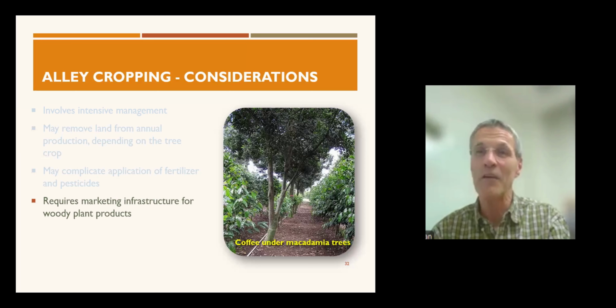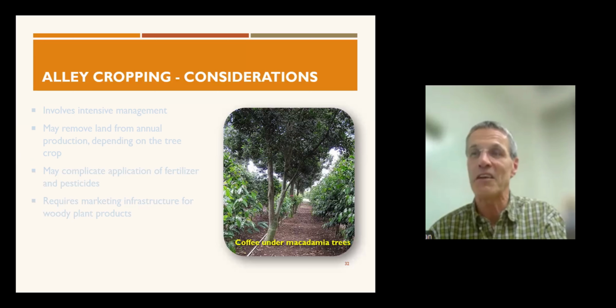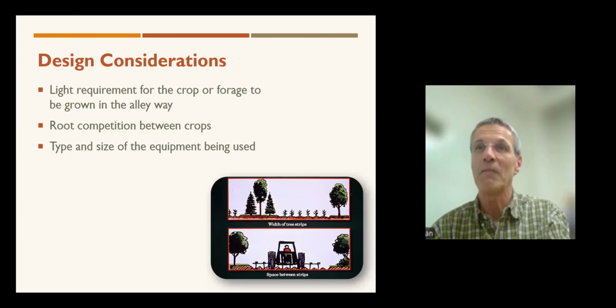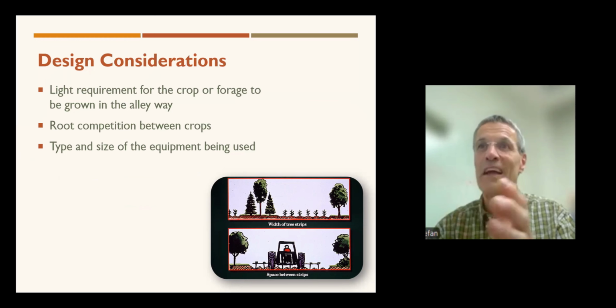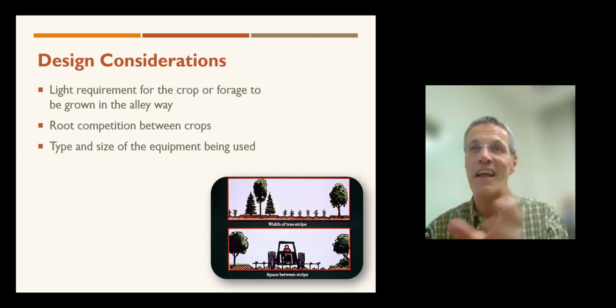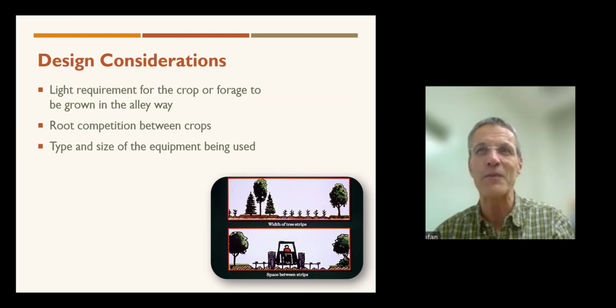So there's a lot of things you need to think about when you start creating an alley cropping system, even though it has all these wonderful advantages. And so one of the main design considerations is, what are the light requirements for the crop or the forage that you grow in that alleyway? If they're very susceptible to light competition, you need to be very, very careful in how you manage the woody component and what kind of species you are using.